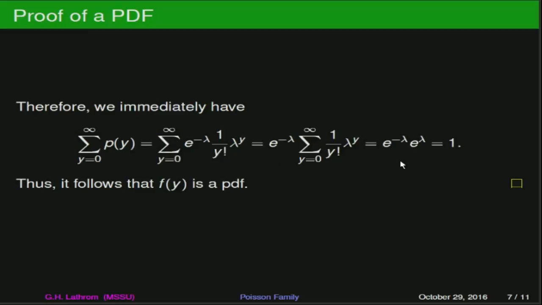We've got an e to the minus lambda. Putting those together, we end up, sure enough, with our sample space being 1. And so the third axiom, as always, is satisfied automatically. And so sure enough, it does follow that f of y is going to be a probability density function.